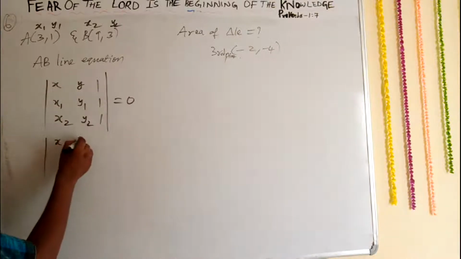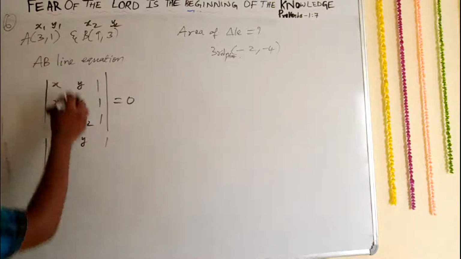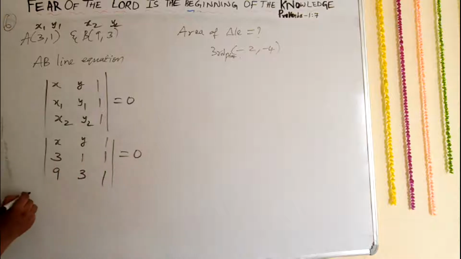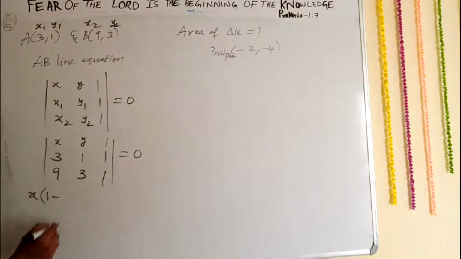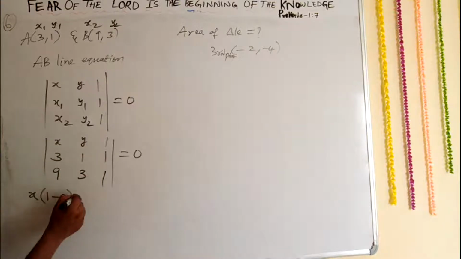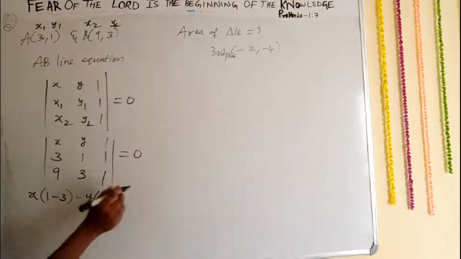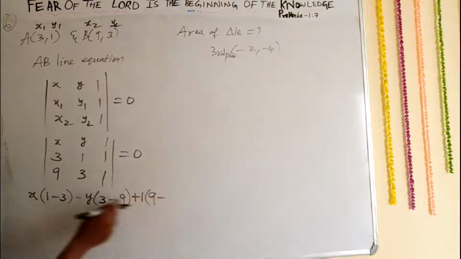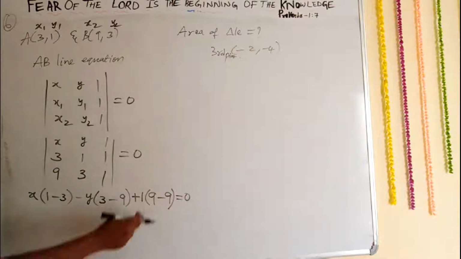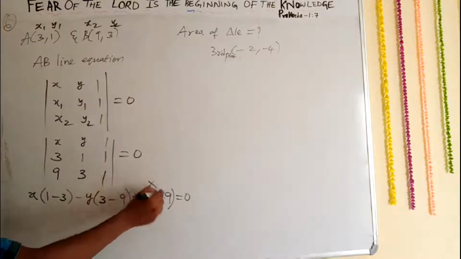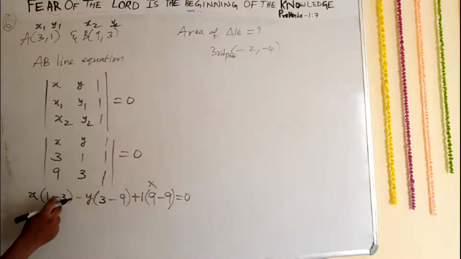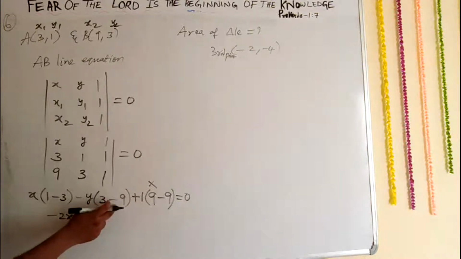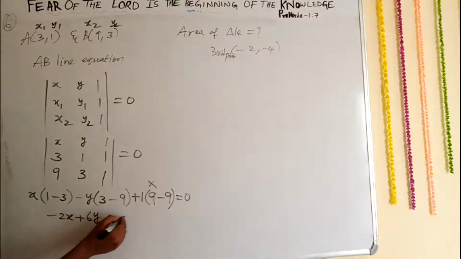So now you can substitute: x1 is nothing but 3, y1 is nothing but 1, and 1. x2 is 9, y2 is 3, 9, 3, 1. So that is equal to 0. And again now our equation: x into 1 ones are 1 minus 3 ones are 3. Okay. Next minus y into 3 ones are 3 minus 9 ones are 9. Next plus 1 into, we can write as 3 threes are 9 minus 9 ones are 9. That is equal to 0. So 9 minus 9, 0, 0 into any number becomes 0. So the third term no need to solve. And remaining, whichever is there, that we have to solve. 1 minus 3 is nothing but minus 2x. Next one, 9 minus 9 plus 3 is nothing but minus 6. Minus into minus plus, so that 6y is equal to 0.